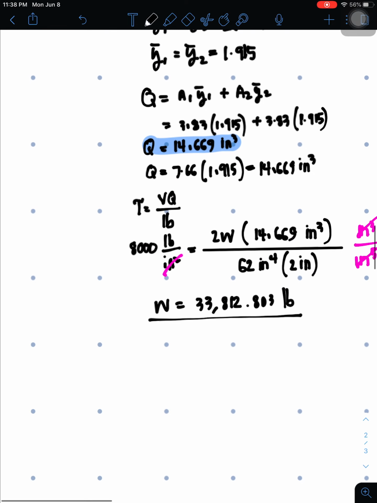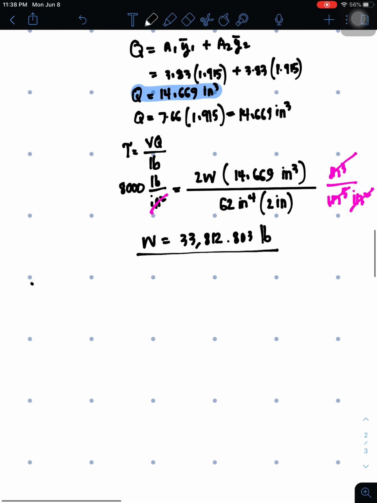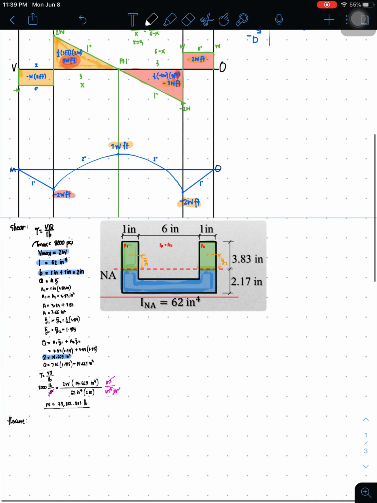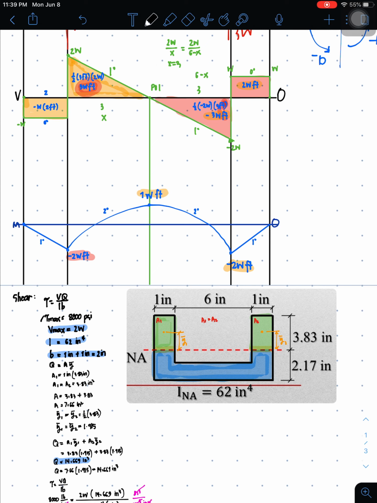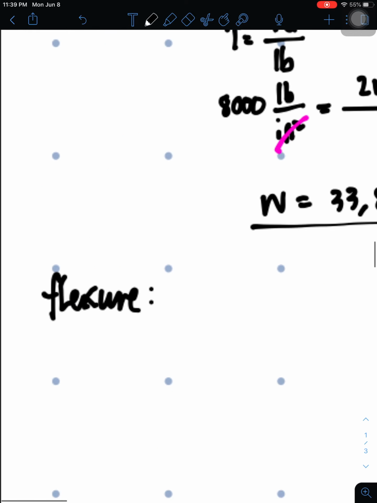Now let's move forward to flexure. In flexure, let's look at the moment diagram. As you can see, in flexure there are two values. One is a positive 1W feet, and the other one is negative 2W. So there will be two values. Okay, and then let us continue.